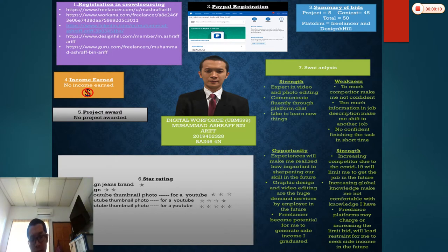Okay, without wasting time, now let's move on to the registration in crowdsourcing. Oh, before that, here is my infographic poster. As you can see, there is the registration in crowdsourcing, paper registration, summary of bids, income earned, project awarded, star rating, and SWOT analysis. Okay, now we move to the registration in crowdsourcing.